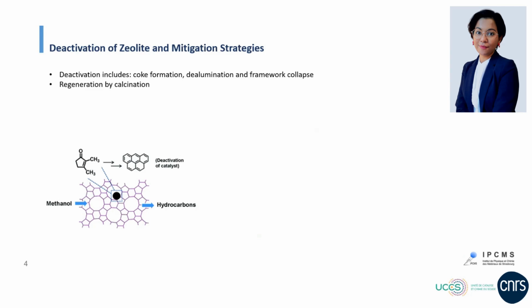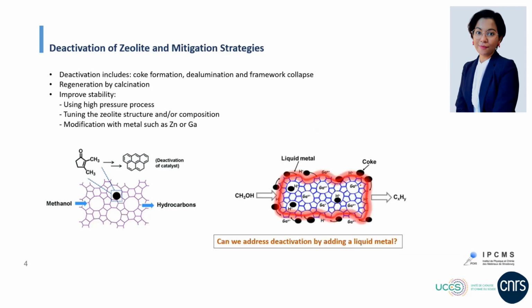However, there are some mitigation strategies. For example, we can regenerate the catalyst by calcination at high temperature, and/or we can improve the stability by changing the process conditions, for example, using a high pressure hydrogen co-feed. Or we can tune the zeolite structure or composition by engineering the porosity or the acid sites. We can also modify with metals such as zinc or gallium.